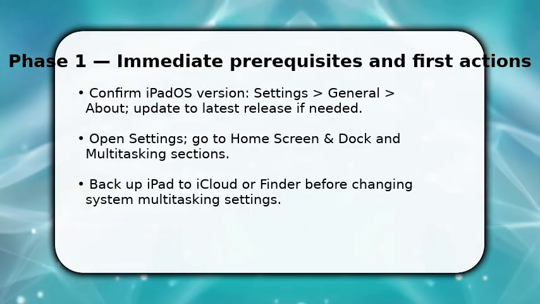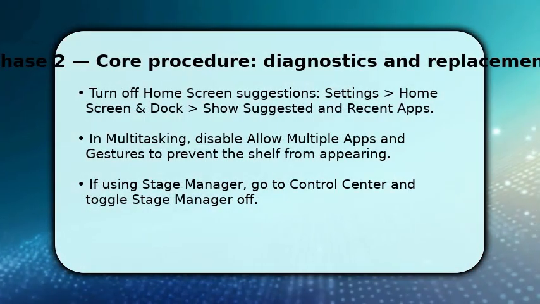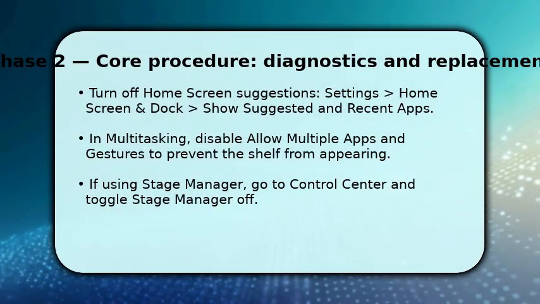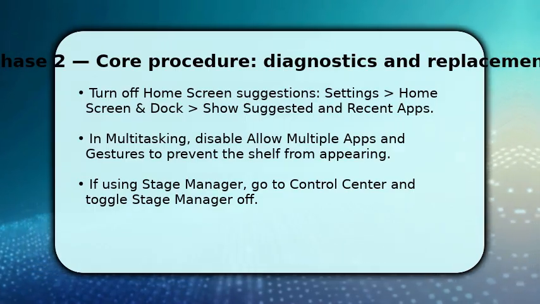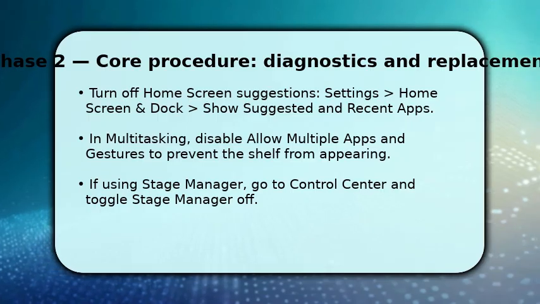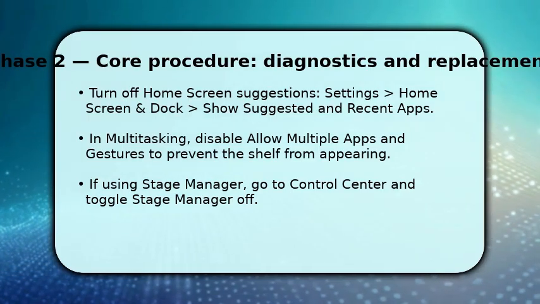Now you'll remove the visible taskbar elements. First, in Home Screen and Dock, turn off Show Suggested and Recent Apps. This removes quick app thumbnails. Next, open Multitasking and switch off Allow Multiple Apps and Gestures. Doing so forces apps to use full screen and hides the multitasking shelf.